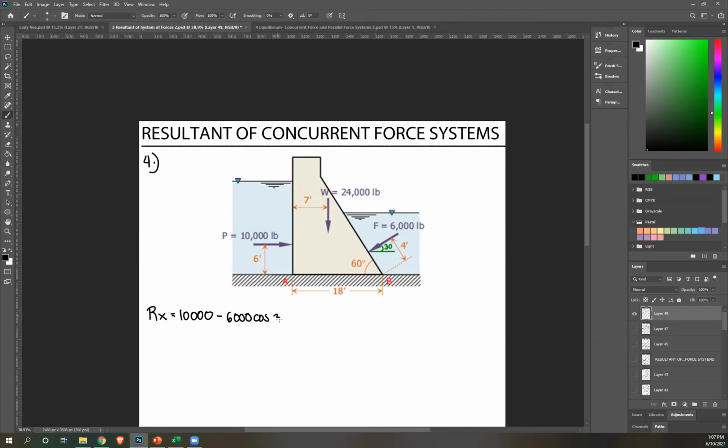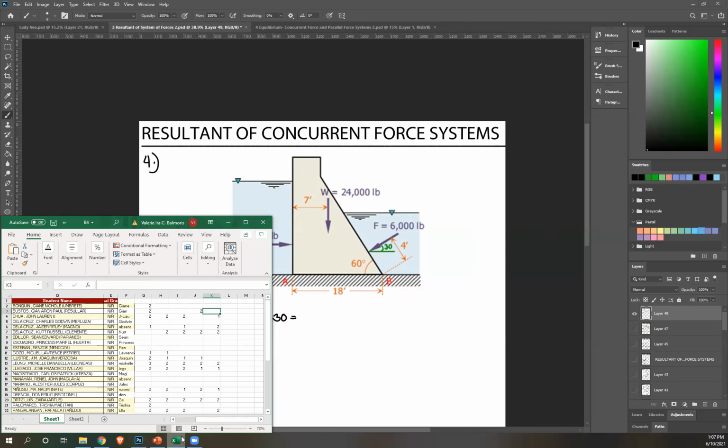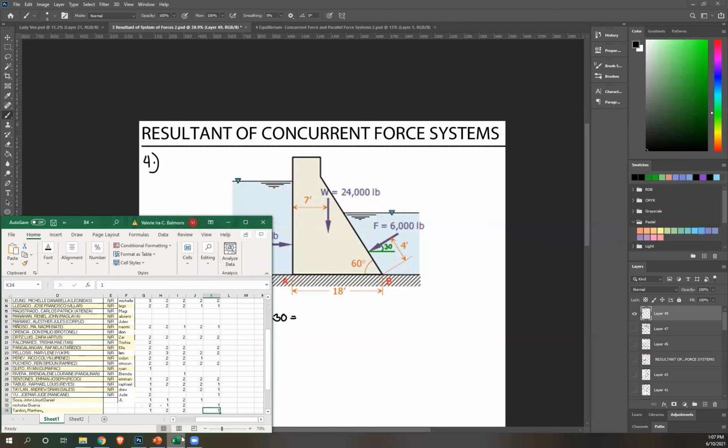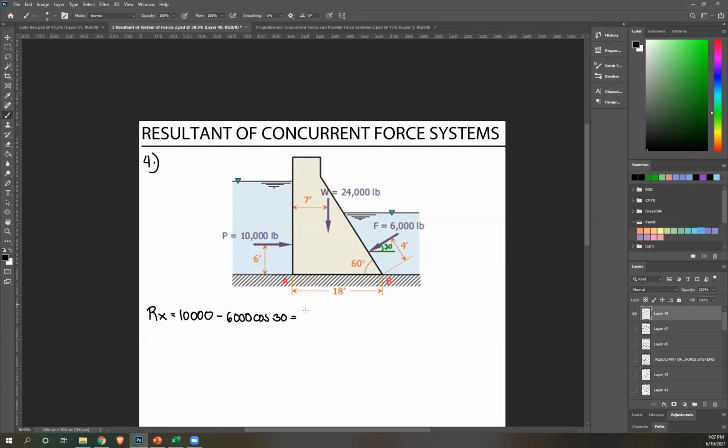There's no more force, so please solve what's Rx. Correct, it's 4,000. Correct, Paulo and Gian. Four, 803.85, store.